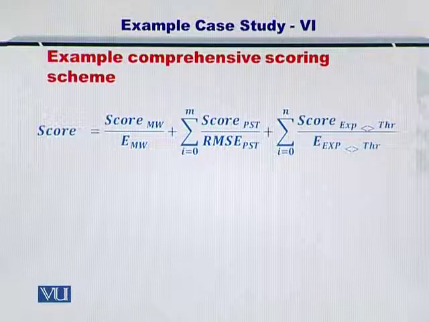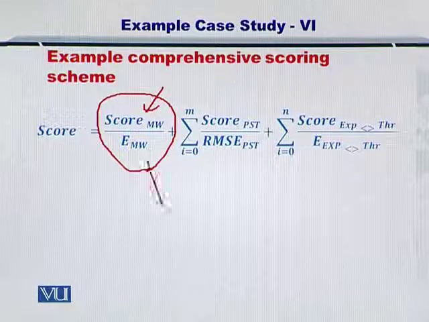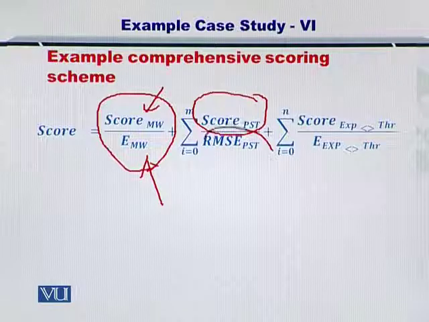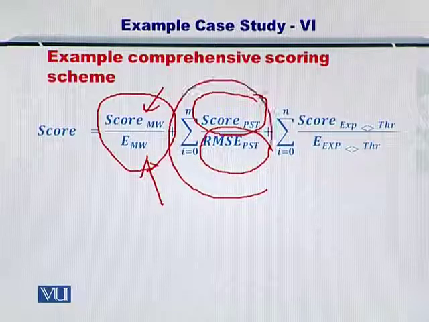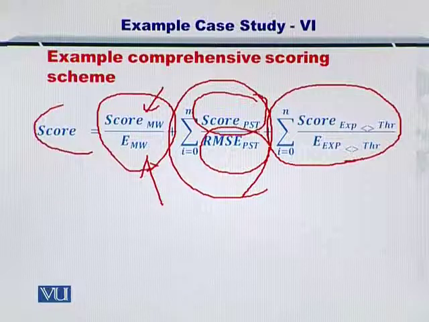So one way would be to simply add up scores after weighing them with the error, as shown here. So you have the score coming in from MS1 and you weigh it with the error that is there after the measurement of MS1. Then you have the score from the PST and you divide it by the RMSE and you sum them up over the entire PSTs. And similarly, you have the score from the experimental and theoretical spectrum, and that you count them all up for the entire set of proteins. So in this way, you will have an integrated score.